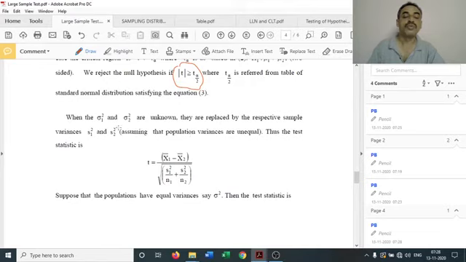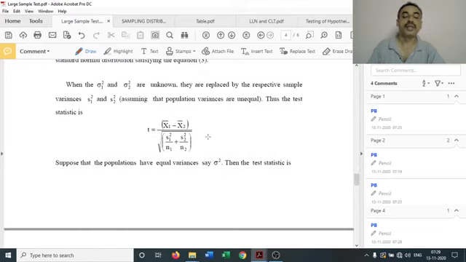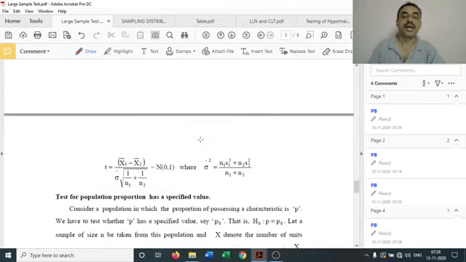Now as before, if sigma 1 square, sigma 2 square are unknown, they are replaced by the sample variances, that is S1 square and S2 square, and this replacing is true here since the samples are large in size.